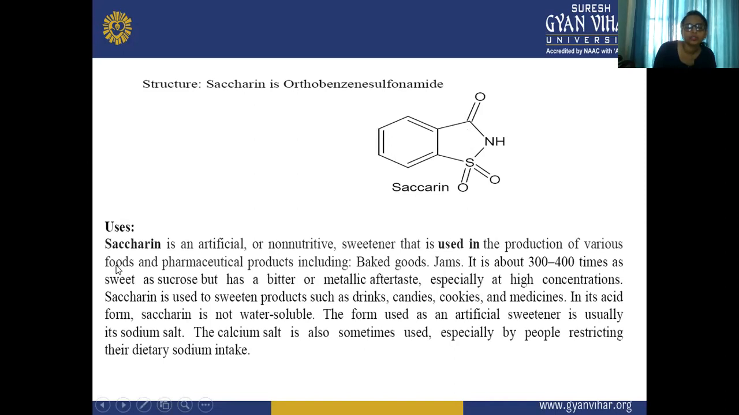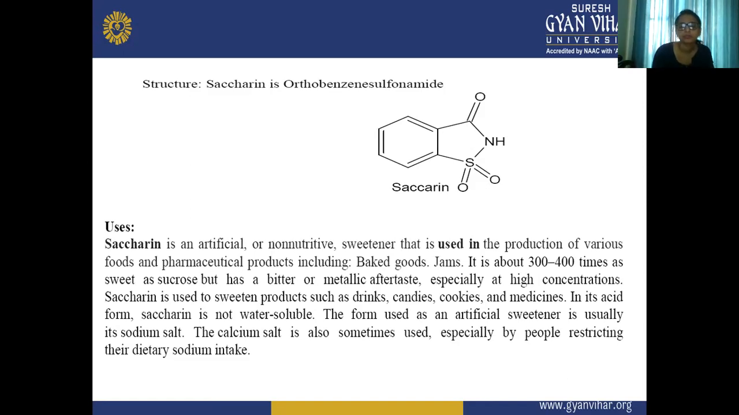Here you can see uses. It is an artificial non-nutritive sweetener that is used in the production of various foods and pharmaceutical products, including baked goods and jams. It is about 300 to 400 times as sweet as sucrose, but has a bitter or metallic aftertaste. It is a little bit bitter or has a metallic taste after we taste it, especially at high concentration. Saccharin is used to sweeten products such as drinks, candies, cookies, and medicines. So here it sweetens drinks, candies, cookies, and medicine.